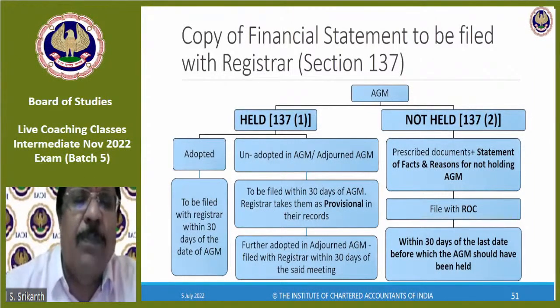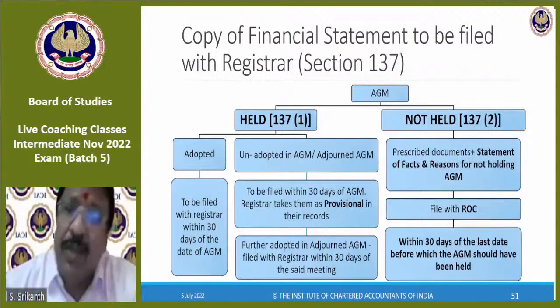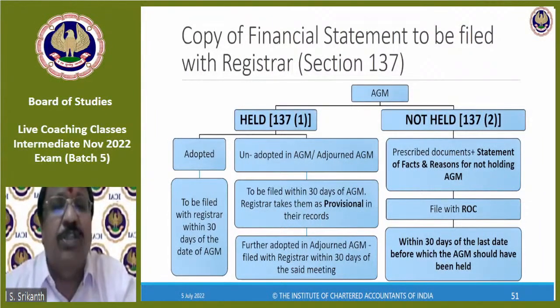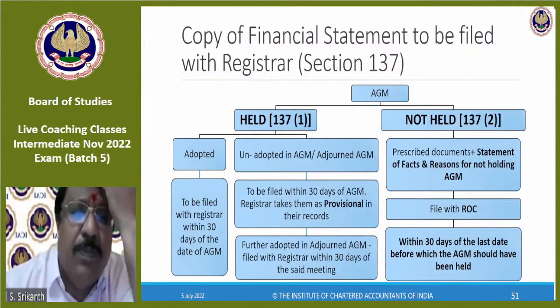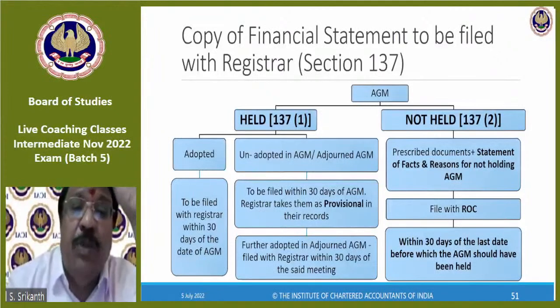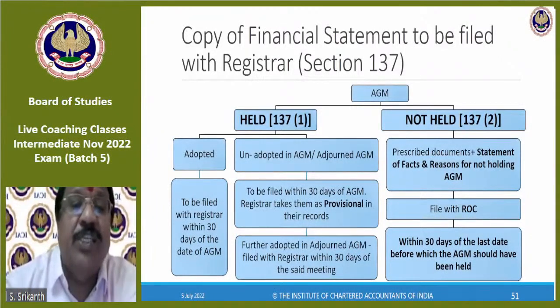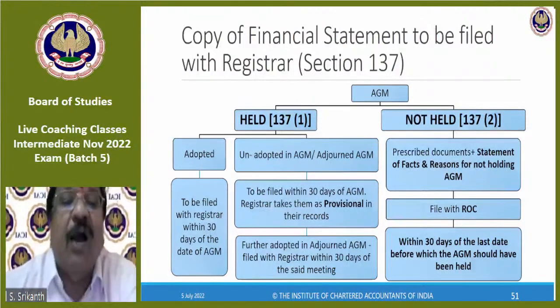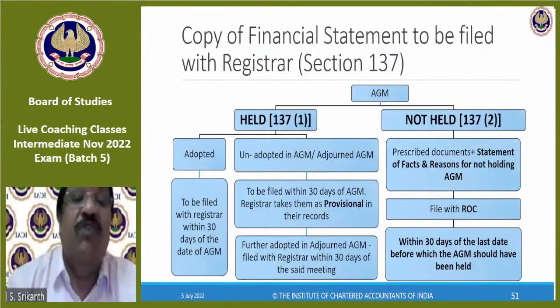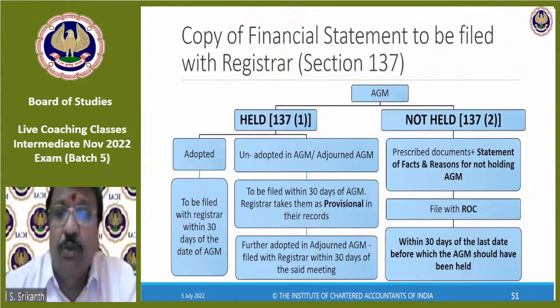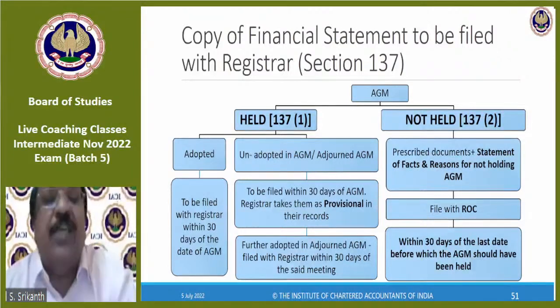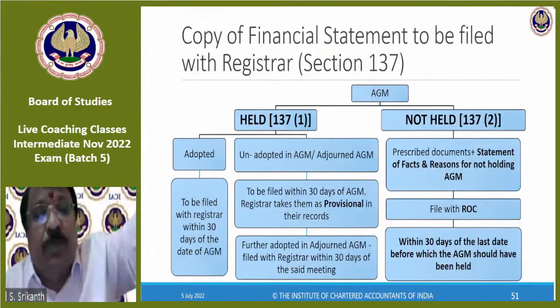So, not adopted in the AGM. Then you can adjourn that AGM. They give one more chance. Adjourn it. If in the adjourned AGM also it is not adopted, then it should be filed within 30 days of the AGM. And the registrar takes them as provisional in the records. So the first AGM you hold, if it is not adopted, you file within 30 days of that AGM. It will be recorded as provisional.